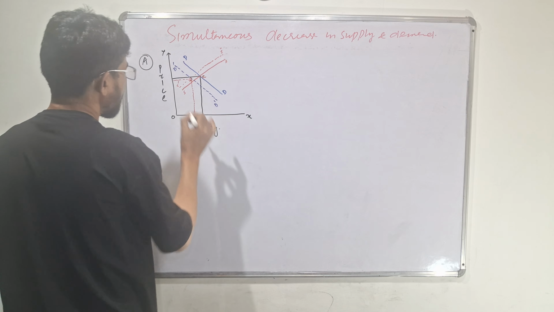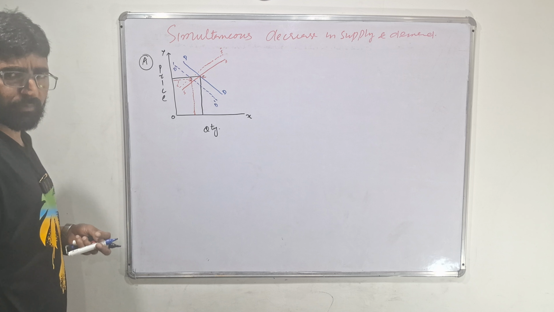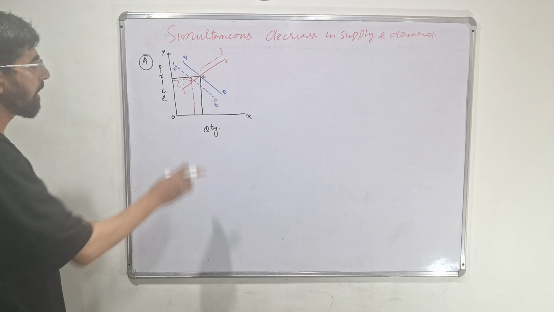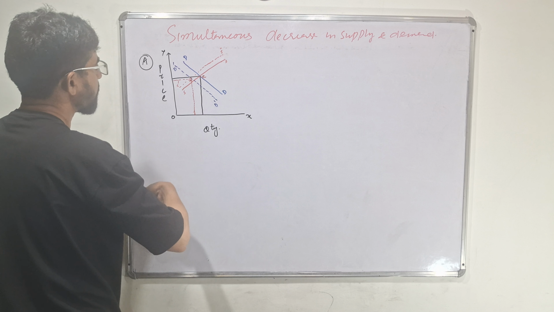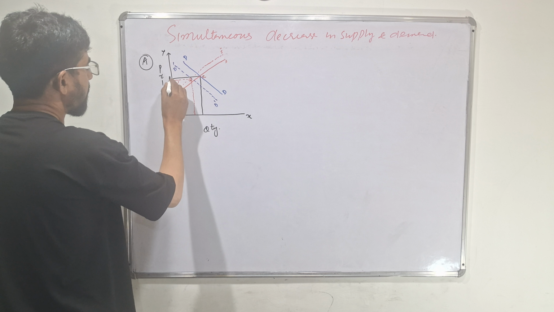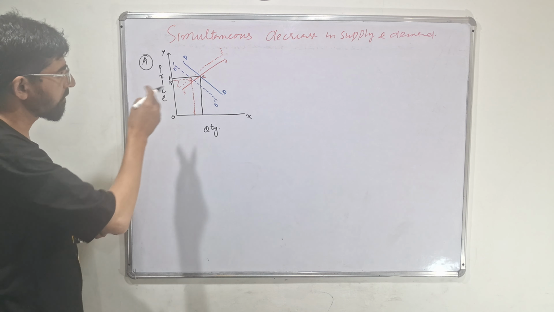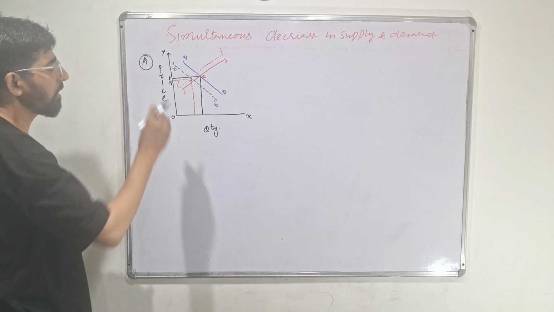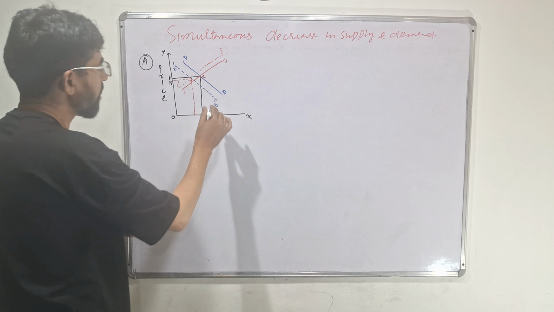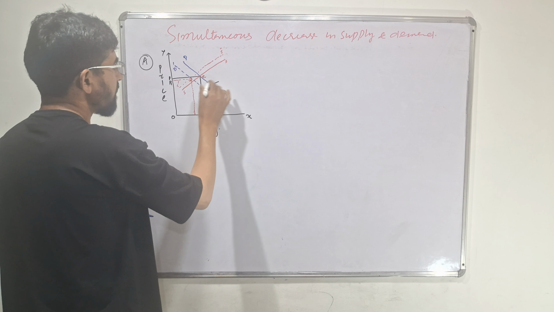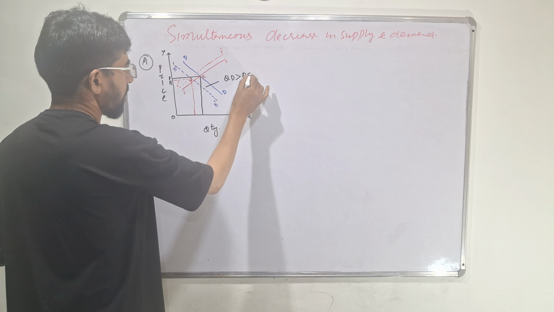What does this show us? With the fall in supply and demand simultaneously, this will lead to a fall in price. As the initial price was P, now it falls to P1. With the leftward shift of the supply curve and the leftward shift of the demand curve, definitely if we observe, quantity demanded is greater than quantity supplied.